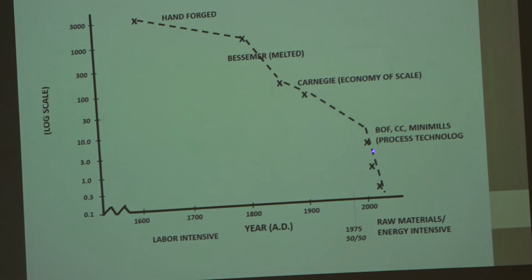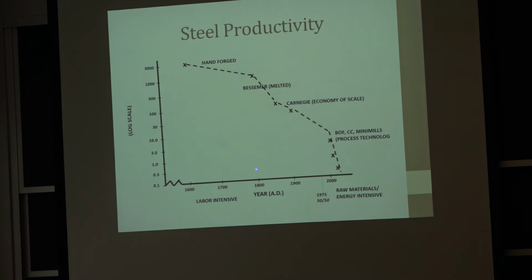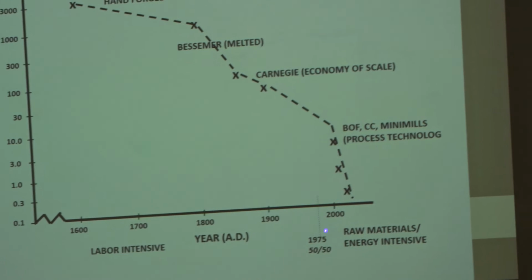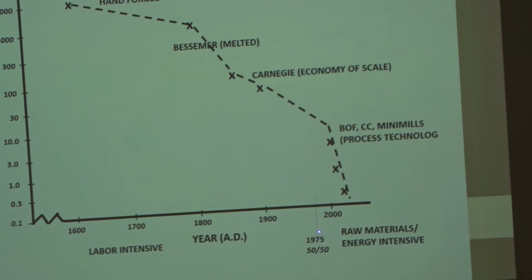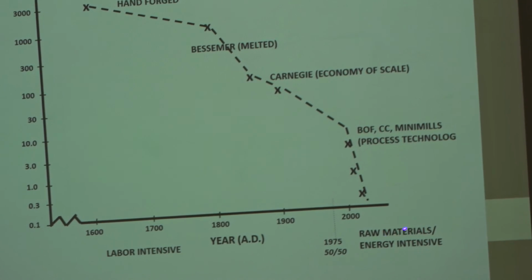And you look at the slope we're on now in terms of person hours per ton, we're down at a few minutes per person to make a ton of steel, okay? In 1975, when I worked for Bethlehem Steel, it was 50% raw material and 50% labor. Back here in these days, it was all labor. Today, it's all energy and raw materials to make steel. We've gone through this tremendous transition all in the last 50 to 60 years.